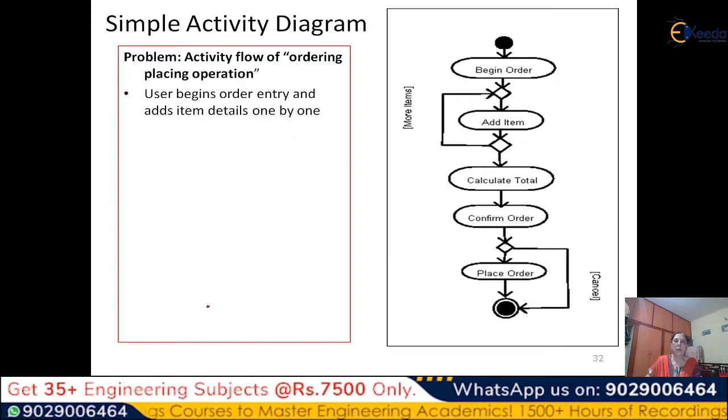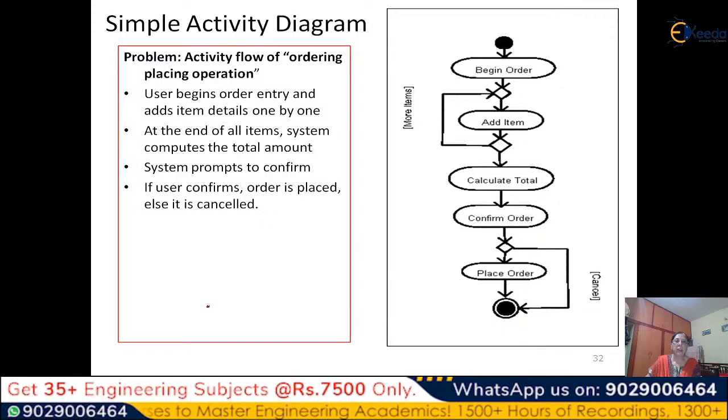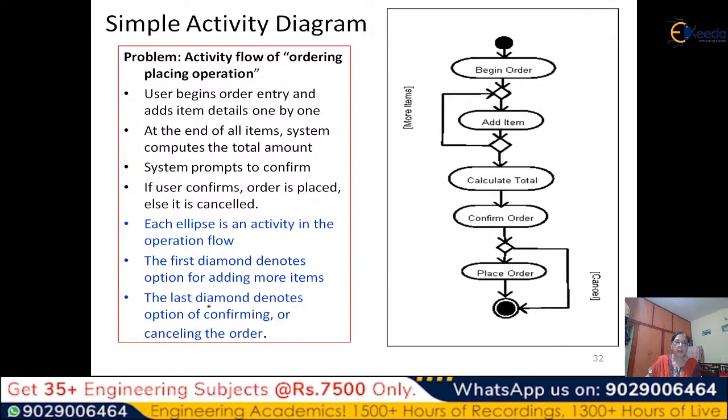So let's look at one of it. We will take it like a problem, so that if you get the problem, then you can make this. So the problem is the activity flow of the order placing operation. Earlier we did order processing. Now we are doing the order placing. Okay. So the user will begin order entry and add item details one by one.